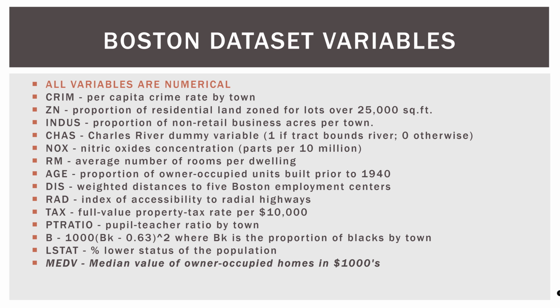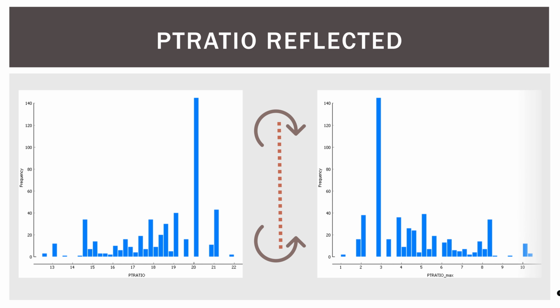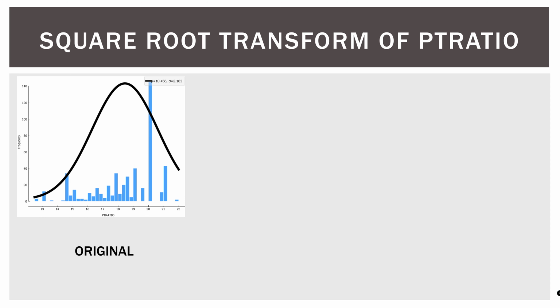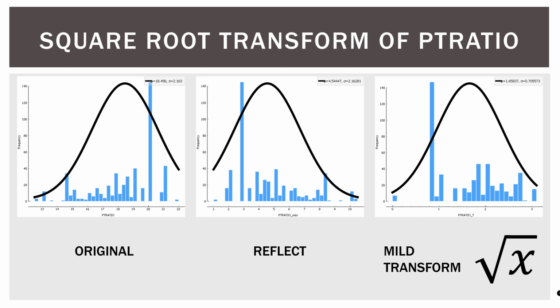So remember, we're using the Boston data set. We've already covered that in previous videos. We have all these variables, and we're trying to predict or model the median value of the home based on these other variables. So what we're going to do is hop into Excel and actually do this in Excel. We're going to reflect the PT ratio variable because it is left skewed. We're going to make it right skewed. And then we're going to do a square root transformation of that variable. So the original, reflect, and mild transform to make it a bit more normal. And then we will numerically see how much or if it makes any difference in the relationship to our target variable, which is median home price. Let's hop into Excel and do that, and then we'll come back.